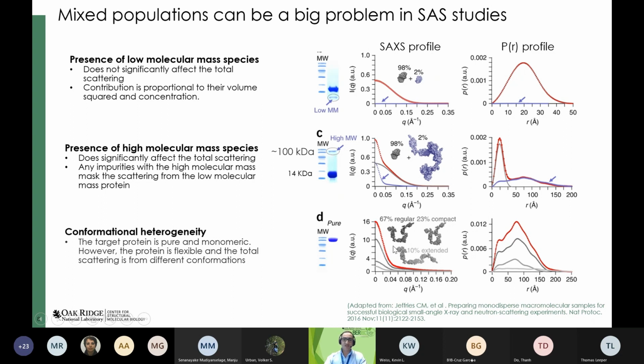And in the last case, a pure sample that shows only one single band on the PAGE analysis, the scattering profile does not agree with only one conformation. In this case we have a mixed population of different conformers that is going to give you a different P(r) profile than what we should expect for a more globular structure. That case can be separated computationally, or you can use size exclusion to try to eliminate those conformations. But in general, those conformations are transient between each other, so it's very hard to separate them.